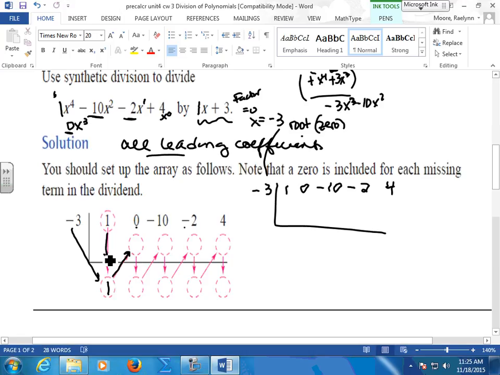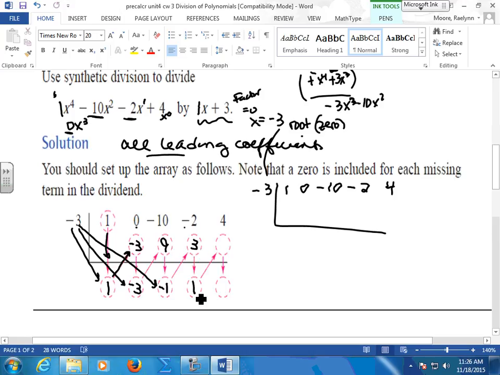So what is negative 3 times 1? Negative 3. Okay, now we add down. 0 plus negative 3, negative 3. Now, from the left to the right, what is negative 3 times negative 3? 9. To the right of it. Now I add down. What is negative 10 plus 9? Negative 1. I'm not at the end yet, so I multiply left to right. What is negative 3 times negative 1? 3. I add down. What do I get? 1.